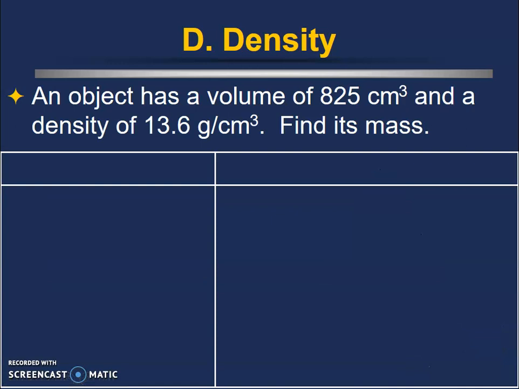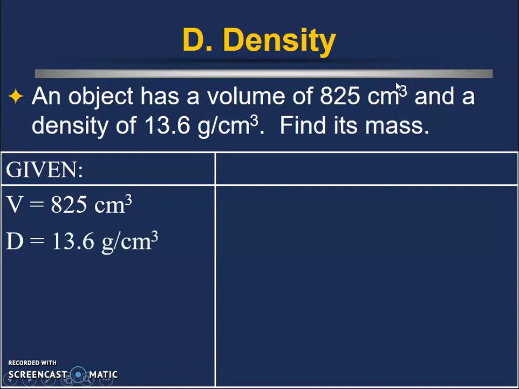All right, let's do a practice problem. An object has a volume of 825 centimeters cubed and a density of 13.6 grams per centimeter cubed. Find its mass. All right, so first, let's take a look at what do I know? What information is provided to me in this problem? Okay, I know my volume because it says the word volume, and it's an expected volume measurement. It's centimeters cubed. Okay, so I know that.